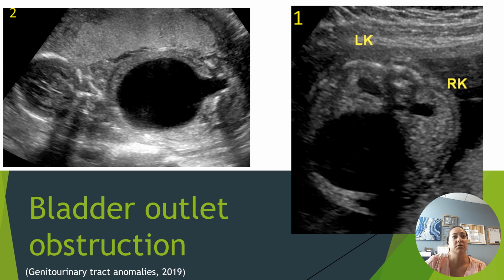All right, and then we have some images here. So this is that keyhole appearance. You can see that bladder is very, very dilated. Here is that urethra. The obstruction is right here. Because of that dilation and obstruction, there is no fluid, or anhydramnios, as opposed to oligohydramnios. So this poor baby is not going to have very good lung development.